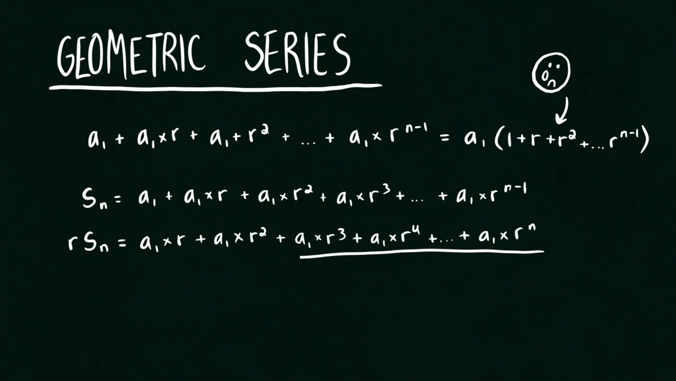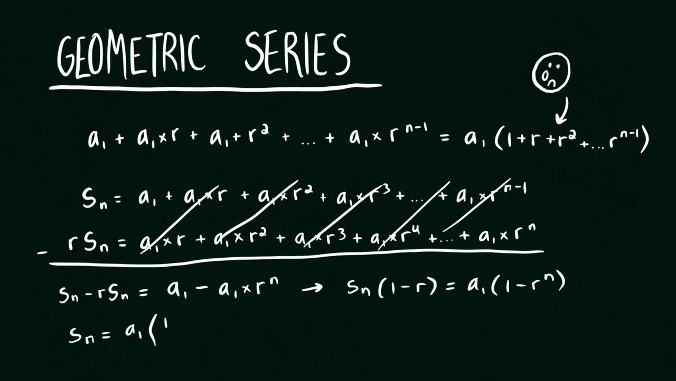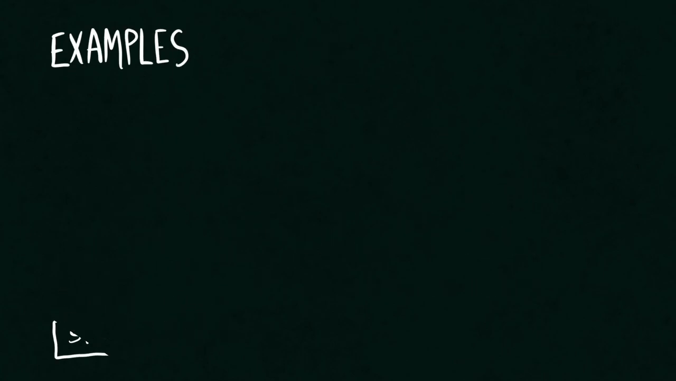If we subtract these two, all those middle terms are going to cancel out, and you're only going to be left with a sub 1 minus a sub 1 times r to the n. So if we factor out that s sub n, we can actually find a pretty easy formula for the sum of any geometric series: your initial term a sub 1 times 1 minus r to the n over 1 minus r. That's it.